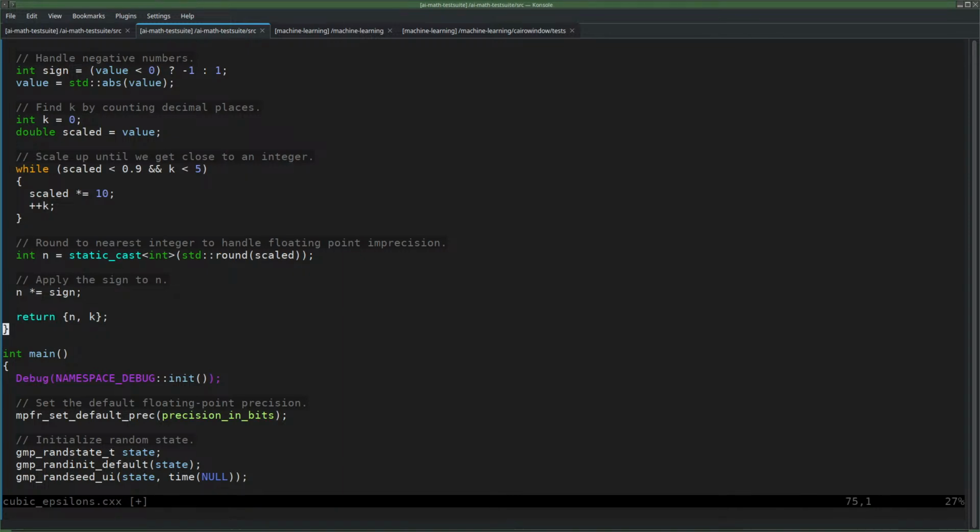Add the sign back, okay, return k, very nice, except of course, what if this goes wrong? So, well, I guess I'll just add an assert, maybe. Or nah.